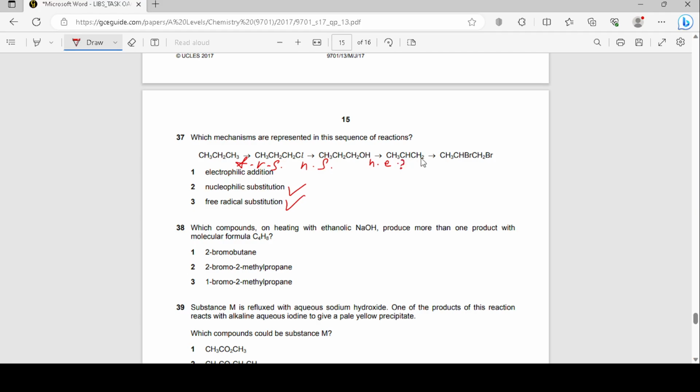But anyways, CH3CH=CH2 gives you CH3CHBrCH2Br. So alkenes always give electrophilic addition reactions, right? So this must be electrophilic addition. So I would say that one is also correct then. And so 1, 2, and 3 are all right, and A is the answer.